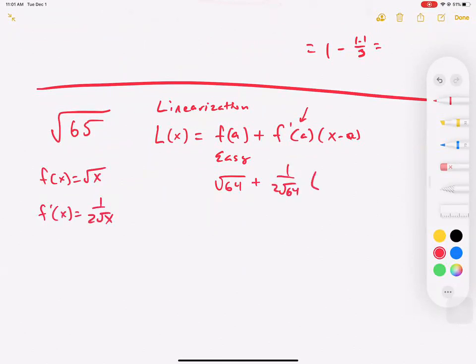And our value is going to be x minus a. So that's going to be 65 minus 64. Okay, right? Because 65 is our actual versus our easy model. Why did I choose 64? Because it's really close to 65, and I do know what the square root of 64 is.